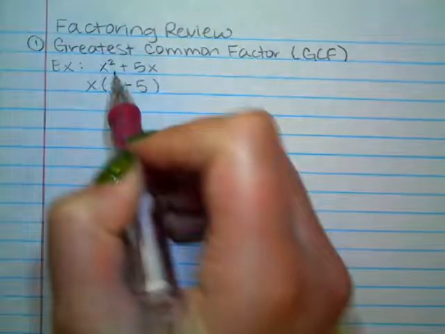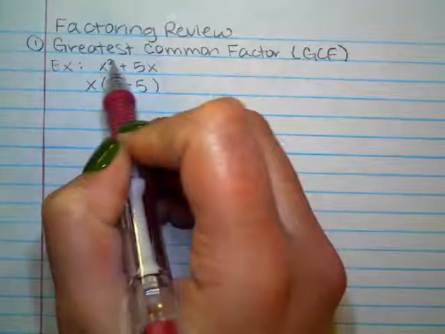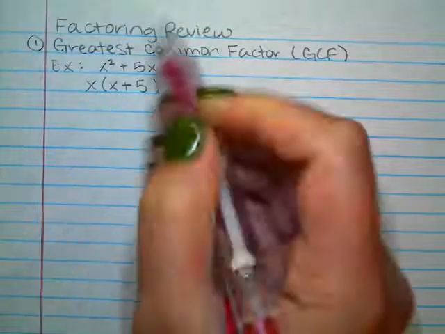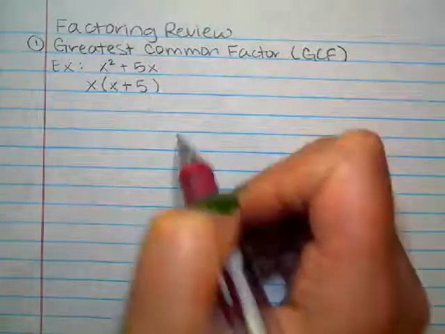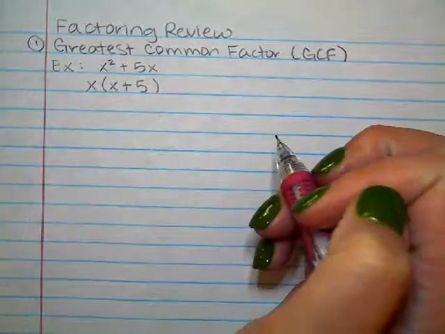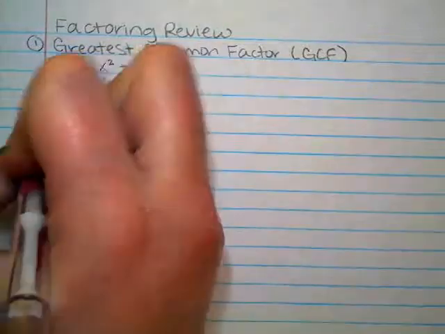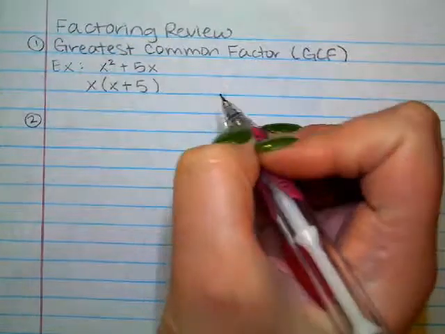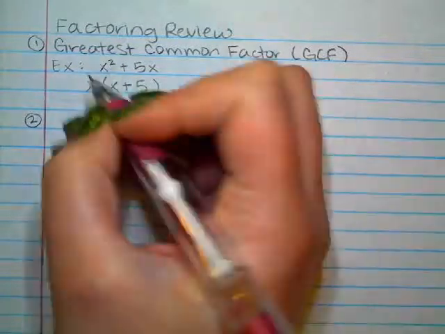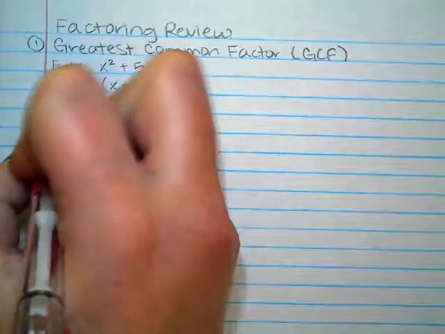Or you can think of it as x squared, you have two x's here and you took 1 out, so you have 1 left over. 5x, you took an x out, so you have a 5 left over. So that's the factored form for the first example. The second type of factoring that we're going to deal with in the context of the quadratic unit is trinomials.